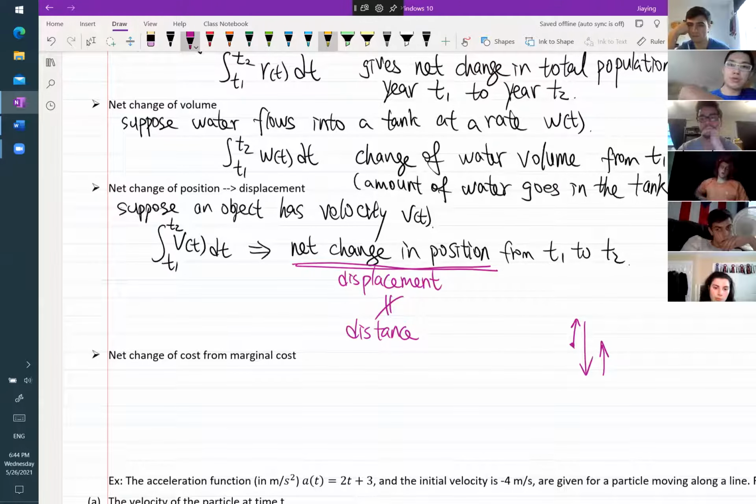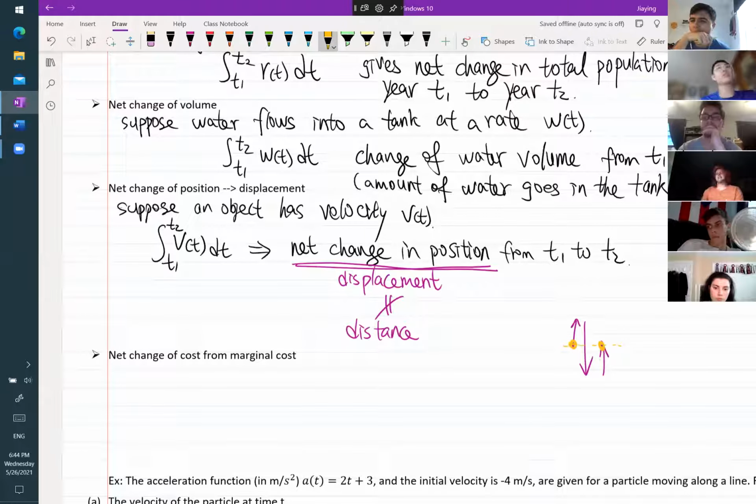Because if you assume that the particle begins here and then ends up here after a certain time, the change in position is actually zero. It's not moving if you just look at the net change in position. But the distance it covered is not zero, right? It goes up, so that covers some distance, goes down, covers some distance. So the distance is not the same as displacement. So just be careful with that.